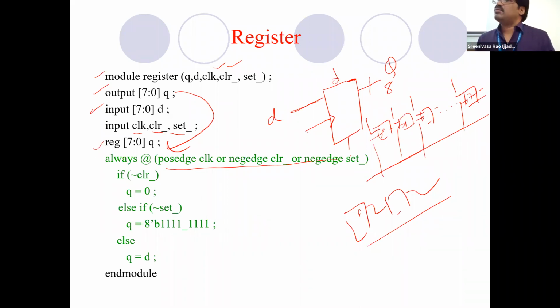If I store 1, that should be in the register. So else Q is equal to D, and endmodule. This is an 8-bit register. Clear? I think one minute.